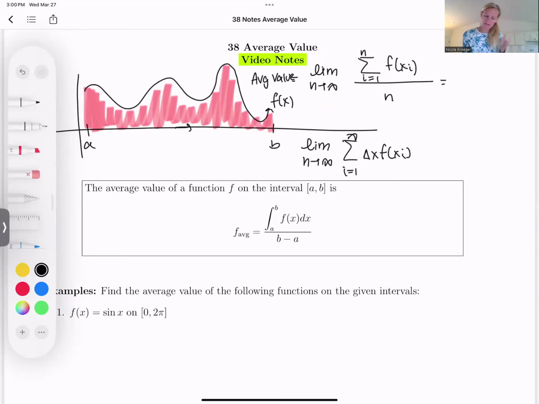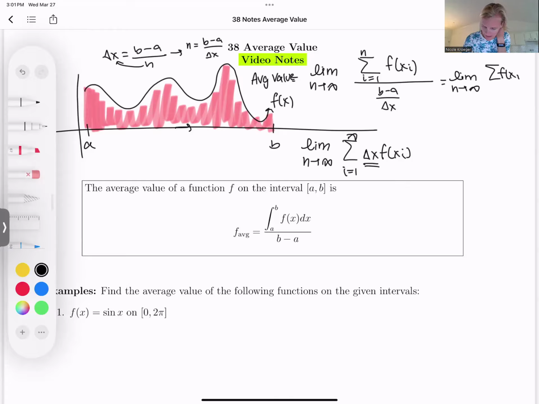What I notice is that delta x is the thing that's missing in my top equation. We remember that delta x is b minus a over n. I have an n in here, so let's solve for n. I can multiply both sides by n and then divide by delta x. So n is b minus a over delta x. I can replace n by that. I'm just going to be super lazy and erase it here. So we're going to have b minus a over delta x. Now I can flip this and move the delta x up top. So I'm going to have a limit as n approaches infinity of a sum of f of x sub i, that delta x moved up top, over b minus a.